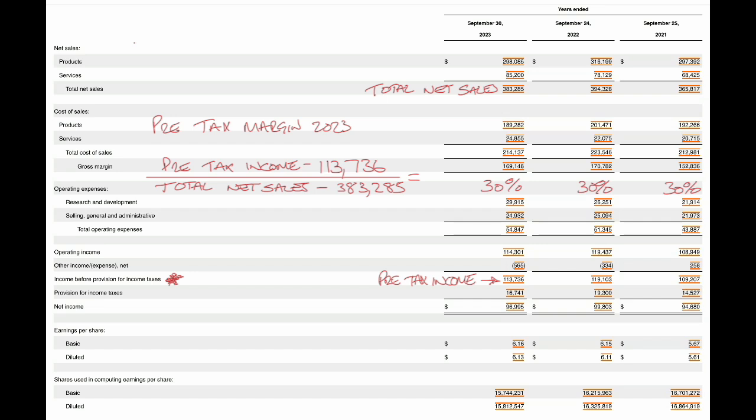Pre-tax margin is a measure of sales that has turned into profits, or, in other words, how many cents of profit the business has generated for each dollar of sale before deducting taxes.